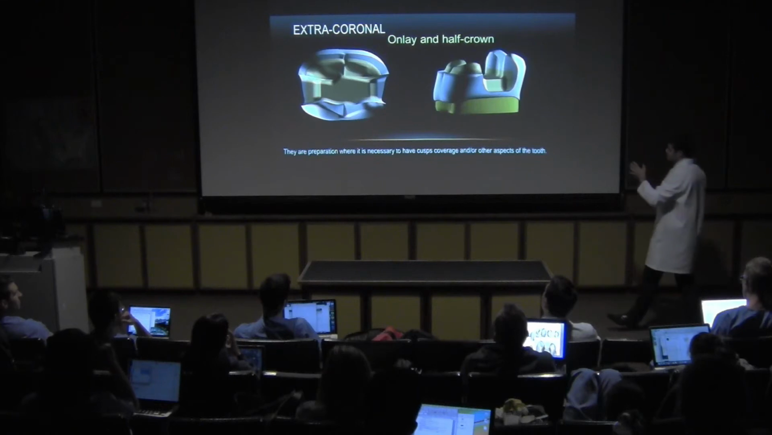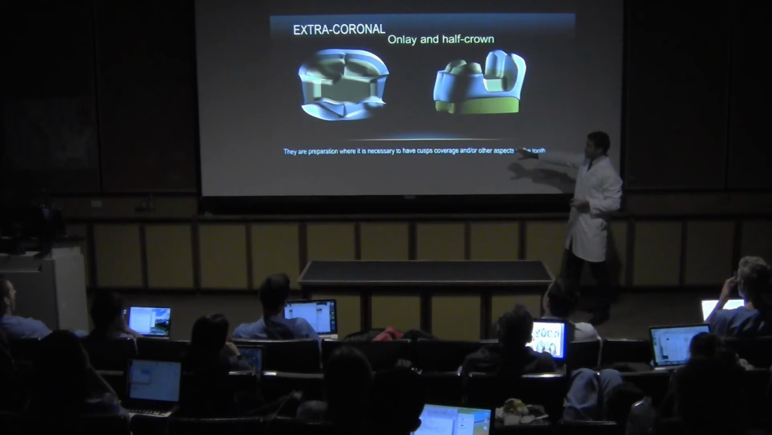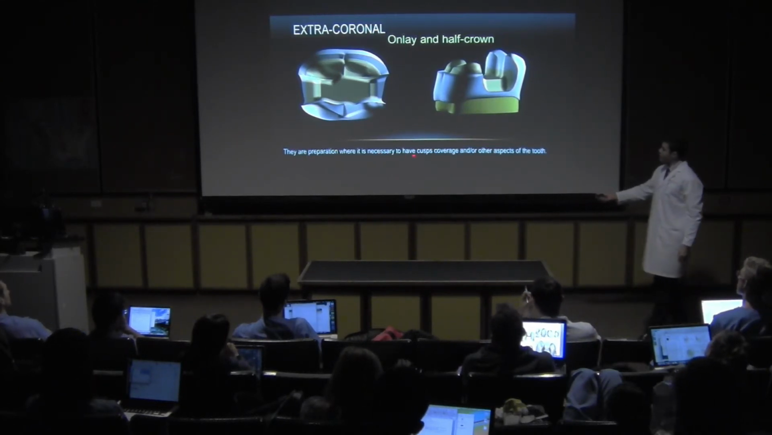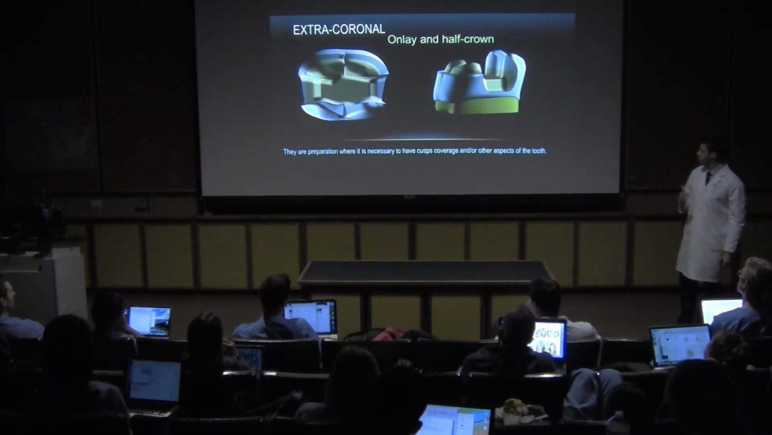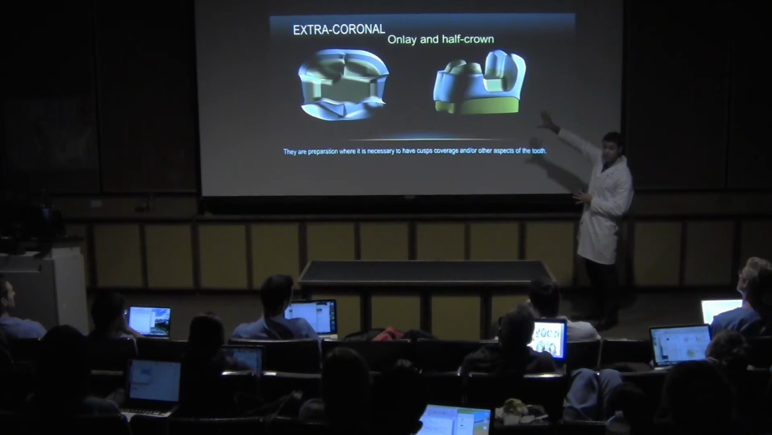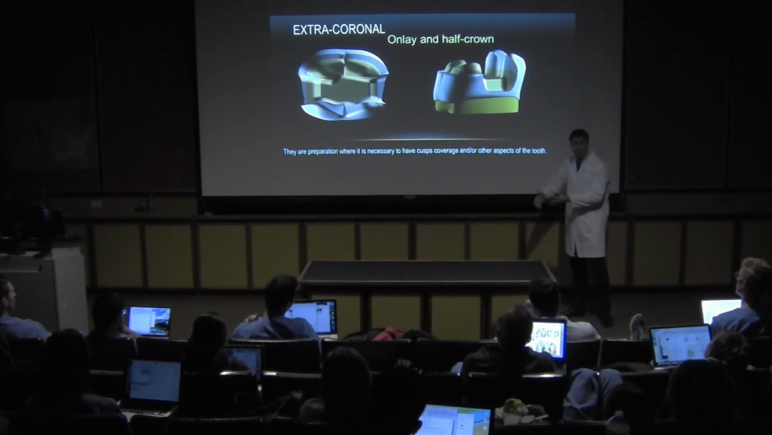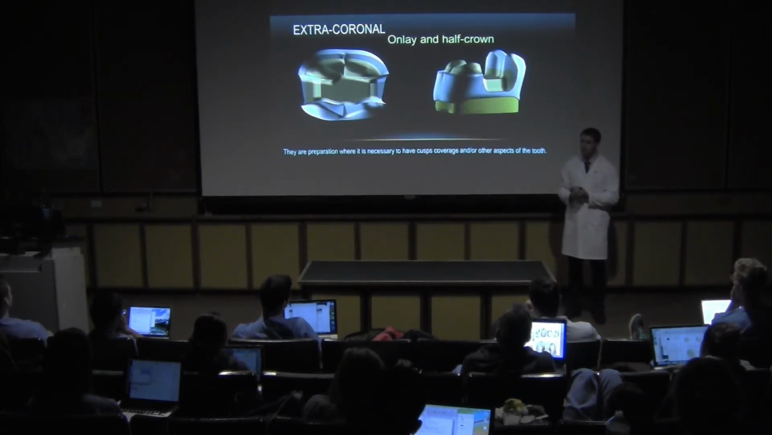Here is the shape of extracoronal, only in half crowns. The definition there: preparation where it's necessary to have cusp coverage and or other aspects of the tooth. So, on an onlay we will have the inlay preparation first, and then we go to include the cusps. We are going to start the onlay prep with an inlay prep, and then we do the cusp coverage.